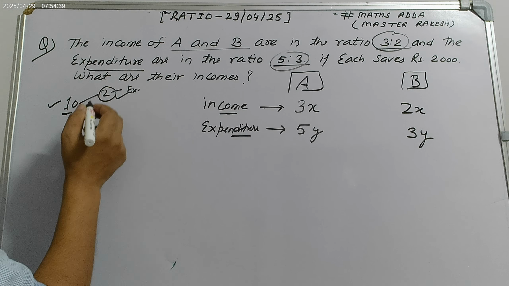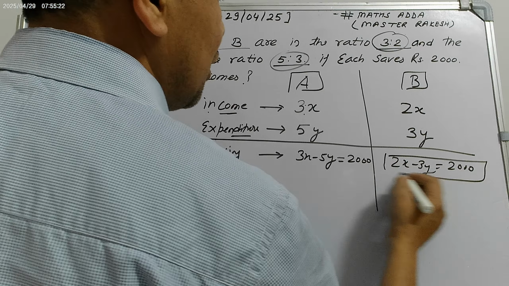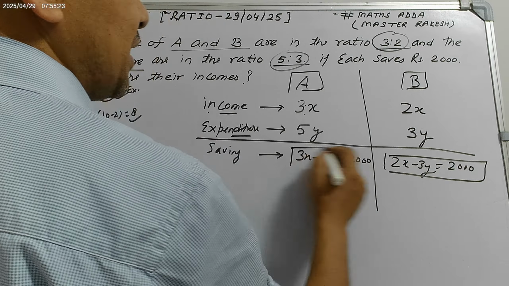In a similar way, what is the saving of A? 3x minus 5y. And B's saving? Saving is income minus expenditure, so 2x minus 3y. If each saves rupees 2000, then this is equal to 2000, and this is also equal to 2000. So this becomes one equation, and this becomes the second equation. So we will solve these equations.